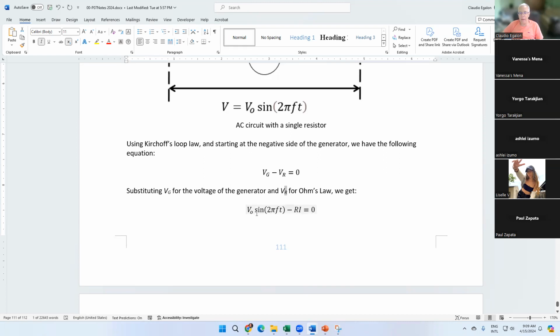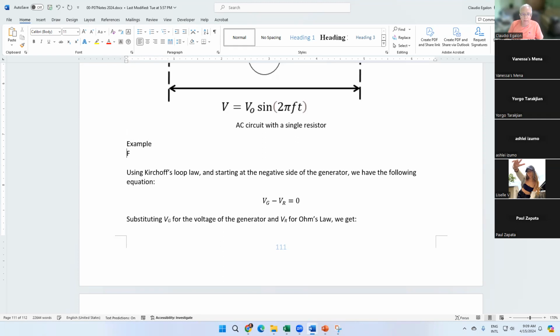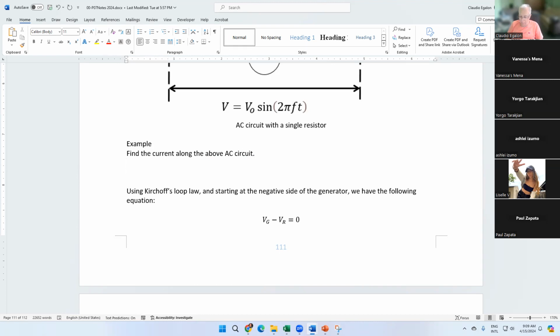So what we want to do, we know the voltage, we know the resistor. What we want to find is the current, okay? So here you go, I'm going to treat that as an example. Example: find the current along the above AC circuit. Okay, so treat that as an example. Solution.